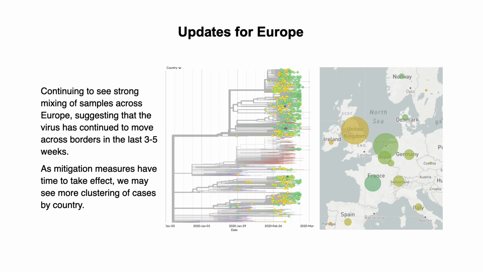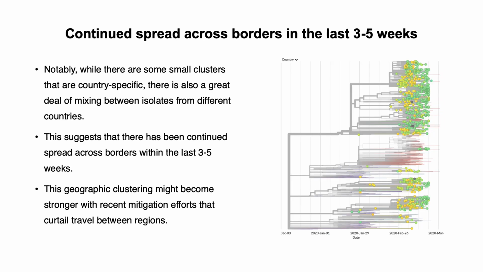For updates in Europe, we continue to see strong mixing of samples, suggesting that the virus has continued to move across borders. As mitigation measures have time to take effect, we may see a clustering of cases by country. Now let's take a closer look.